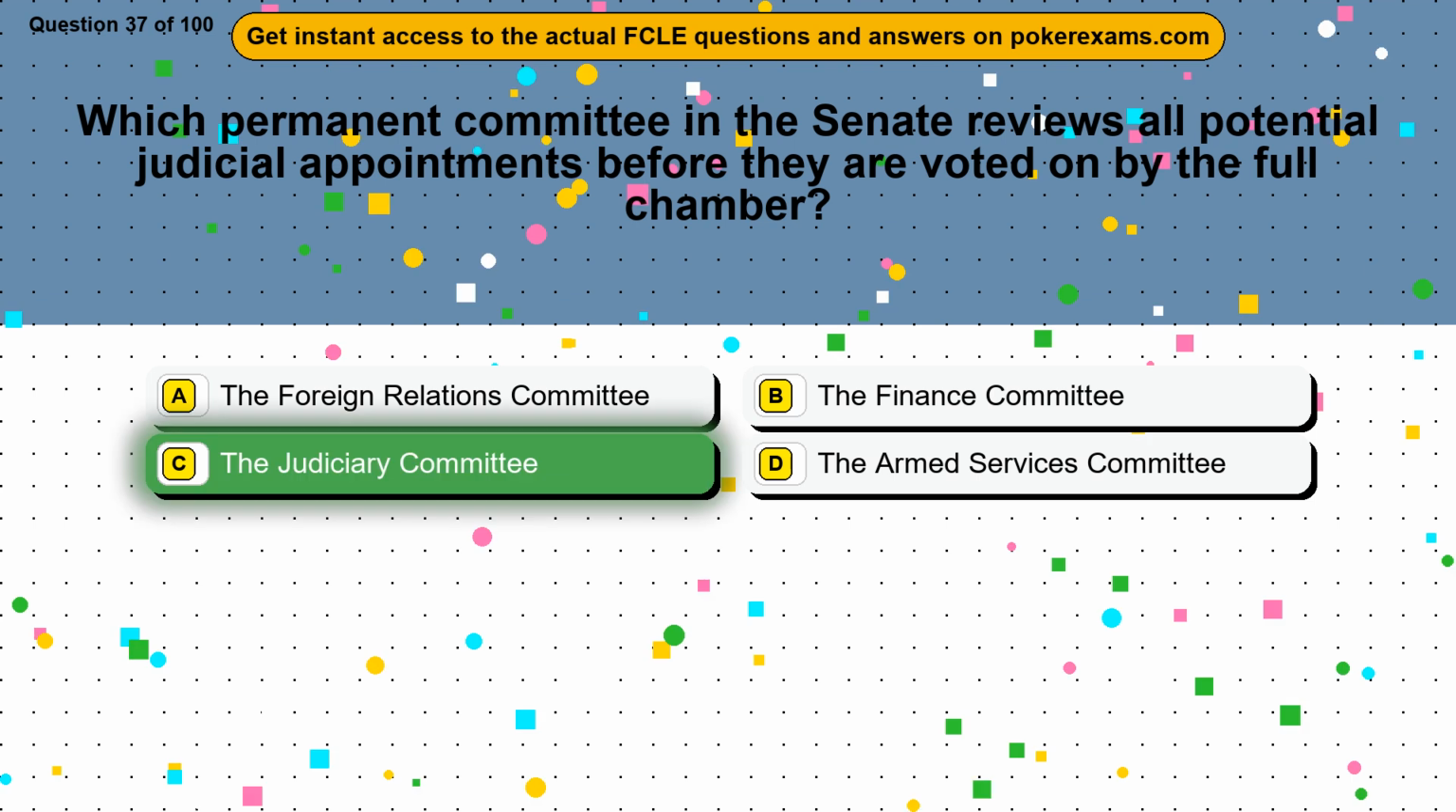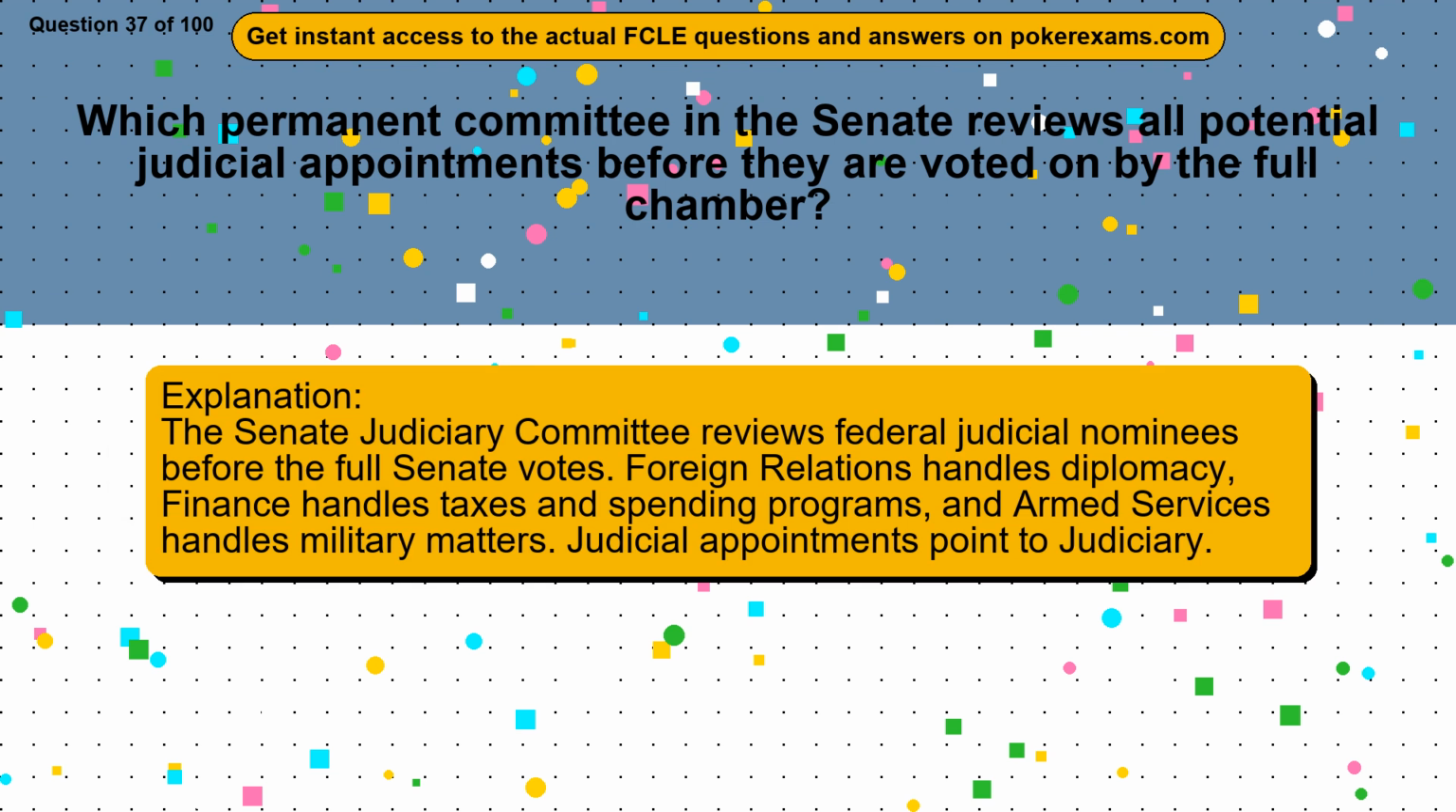The Judiciary Committee. The Senate Judiciary Committee reviews federal judicial nominees before the full Senate votes. Foreign Relations handles diplomacy, Finance handles taxes and spending programs, and Armed Services handles military matters. Judicial appointments point to Judiciary.